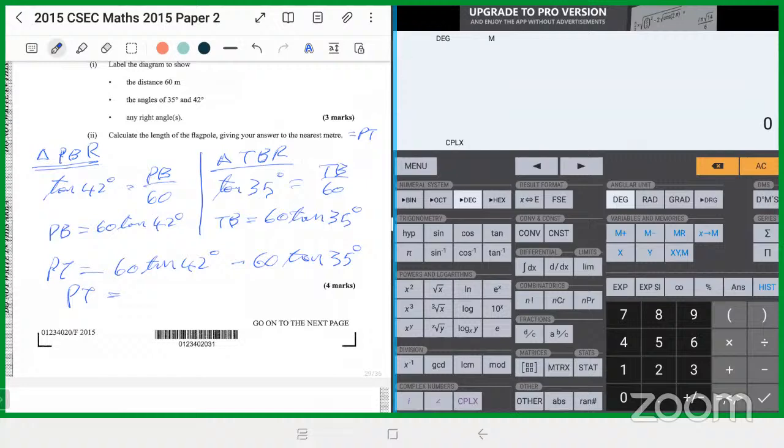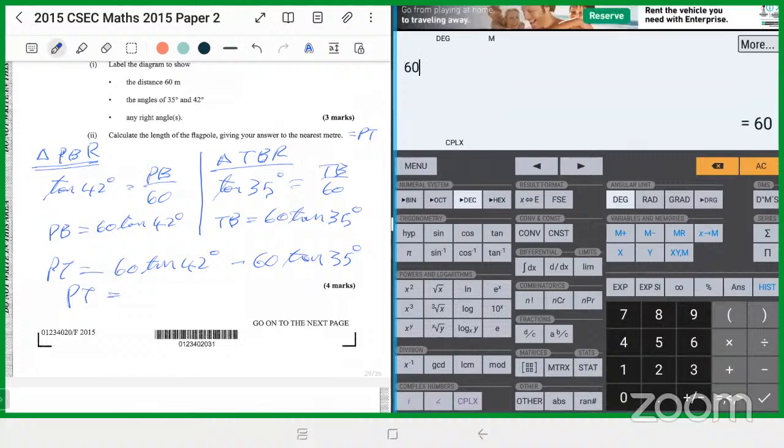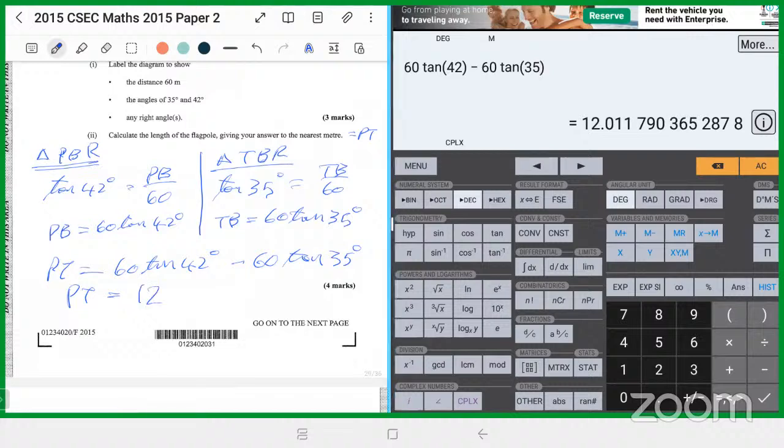We factorize the 60 as well. So 60 tan 42 minus 60 tan 35. 12. So to the nearest meter, 12 meters. That's the answer, 12 meters. To the nearest meter is 12 meters.